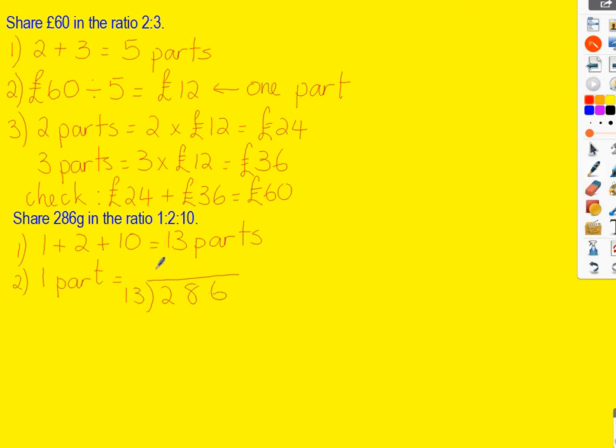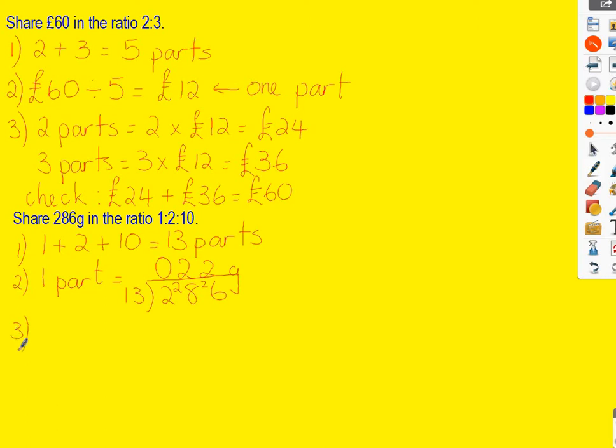How many 13s in 2? There aren't any. How many 13s in 28? Well, 2 13s are 26. The remainder from 26 to 28 is 2. How many 13s in 26? There are 2. So that means every one part is worth 22 grams.